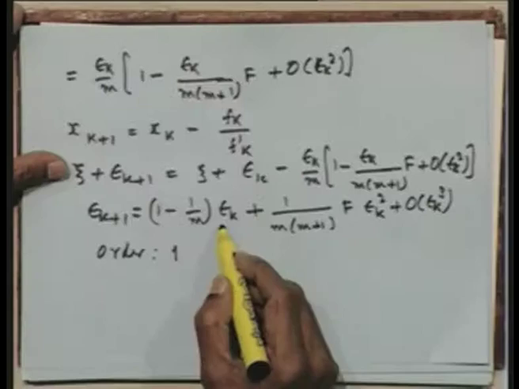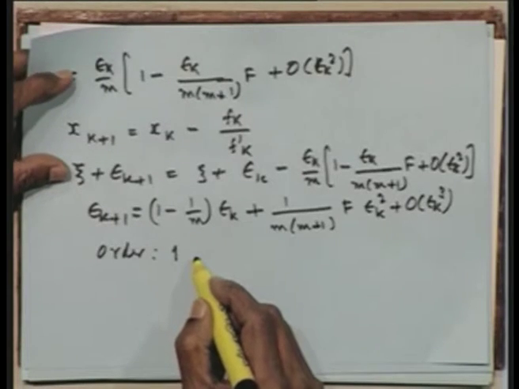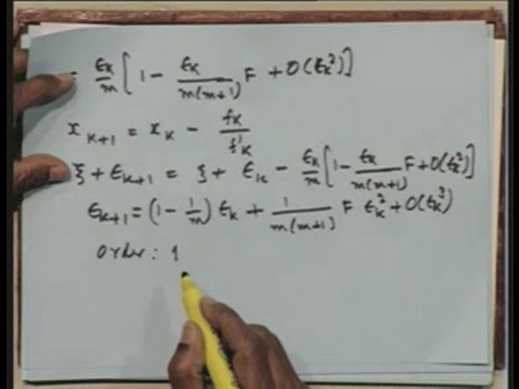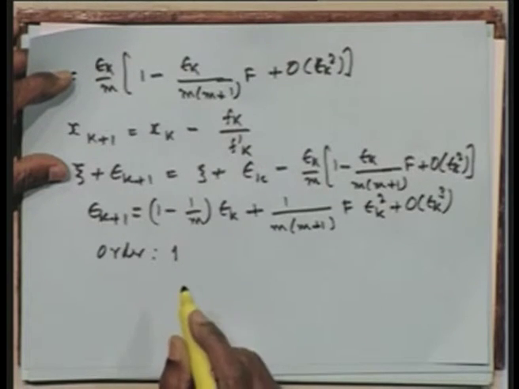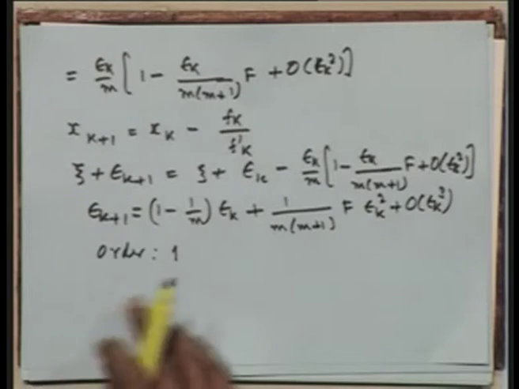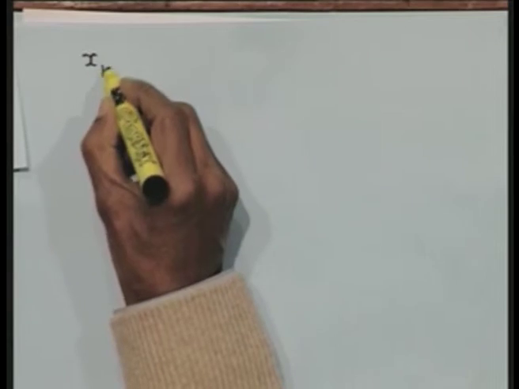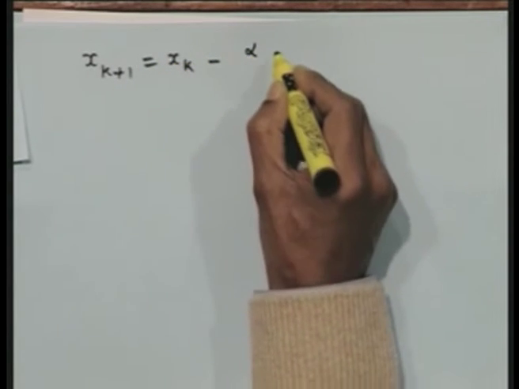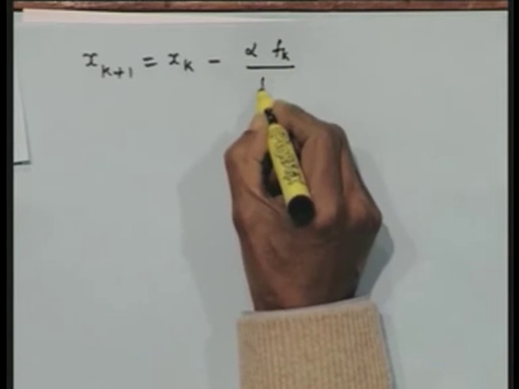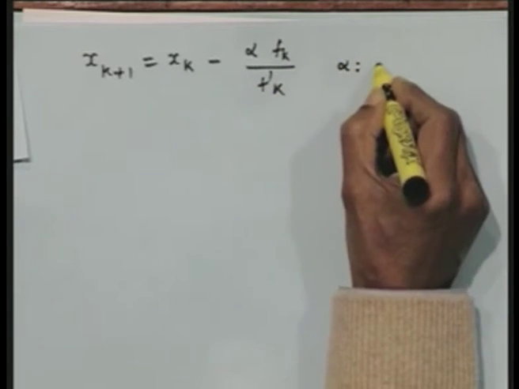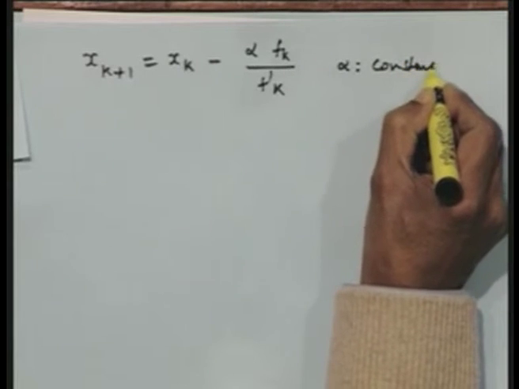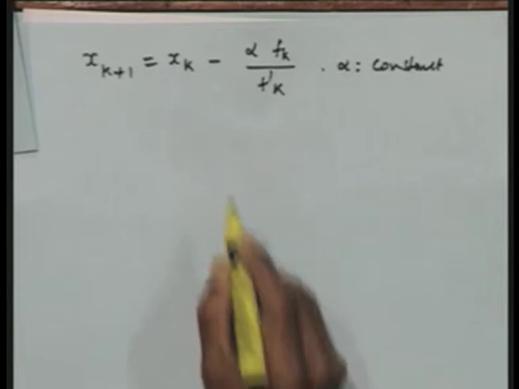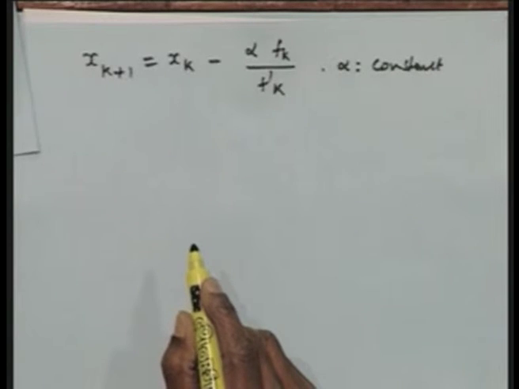Now we have shown that for a multiple root the Newton-Raphson method has only order 1. Then what do we do? We can do a very simple modification to the Newton-Raphson method, and that simple modification is, suppose I start the Newton-Raphson method with xk plus 1 is equal to xk minus alpha times the ratio, where alpha is a constant. So I would try to start a method like this.